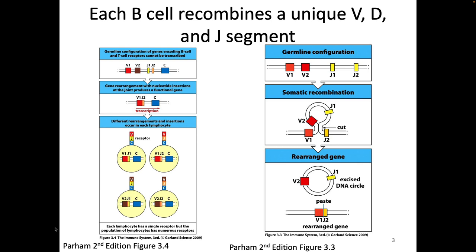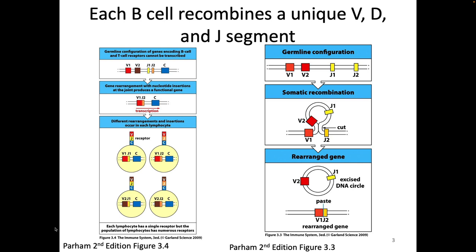So this is just an overview of that VDJ process that we talked about, where in the germline, so in the general genome of all cells, there are these small mini gene segments. Here you see two different Vs, two different Js. As B cells are developing, they choose one V, one J in this case, and put them together. So you can see four different B cells that have chosen different Vs and different Js to pair together.